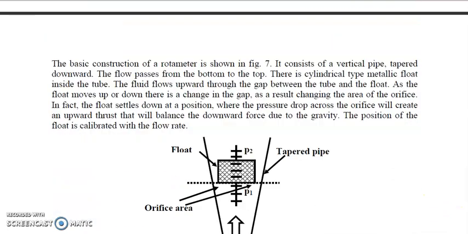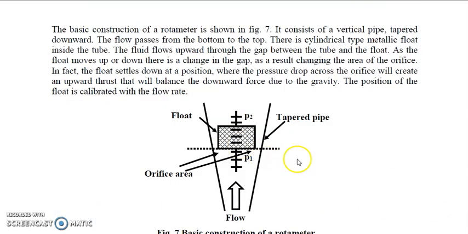The basic construction of the rotameter is shown here in the diagram. It is a tapered pipeline from bottom to top. The area is increasing constantly and uniformly, and the fluid is flowing from bottom to top. It is inserted in the pipeline such that for the measurement of flow, the fluid has to flow from bottom to top in the rotameter.